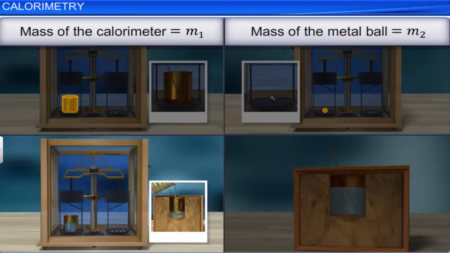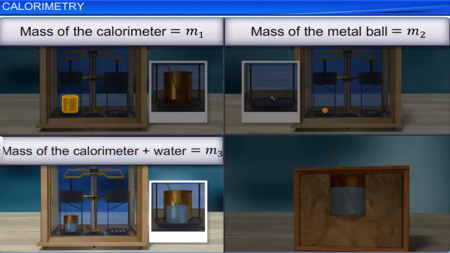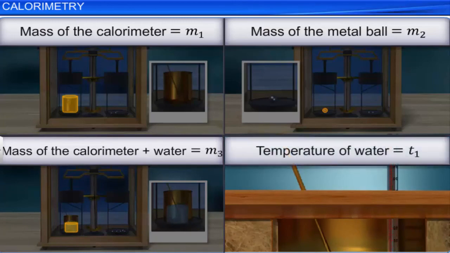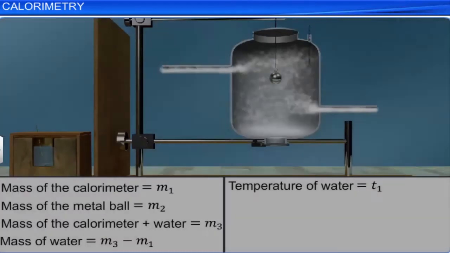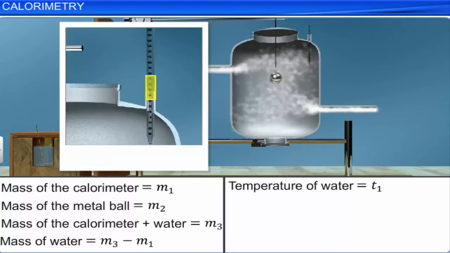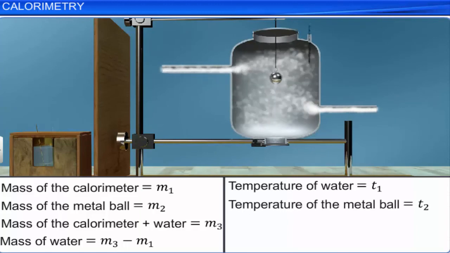Pour sufficient water into the calorimeter. And then the mass of the calorimeter and water is found to be M3. Then the mass of the water is equal to M3 minus M1. Note the temperature of the water. Let it be T1. Now, heat the metal ball in the steam chamber of the Reynolds apparatus till the thermometer in the apparatus shows a steady reading for a few minutes. And let the temperature of the metal ball be T2.